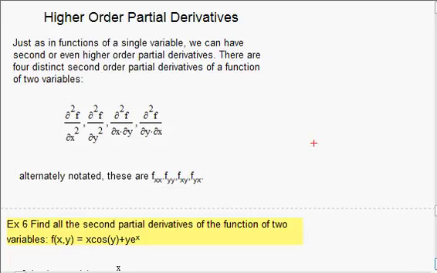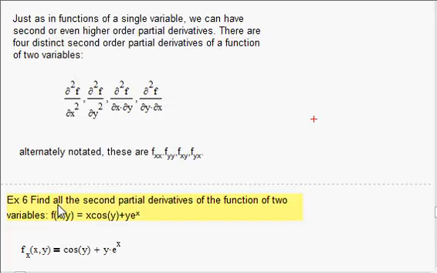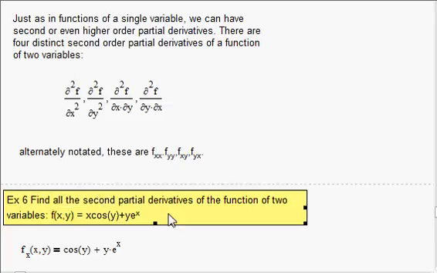So here's a question. Find all the second partial derivatives of the function of two variables f of x, y equals x times the cosine of y plus y times e to the x.